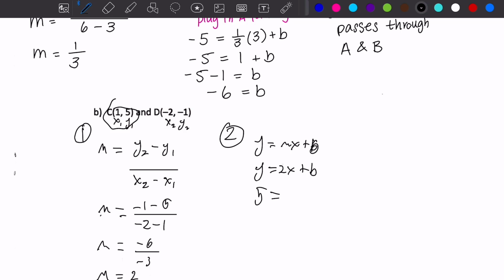5 equals 2 times 1 plus b. So, perfect, and then we just gotta put b by itself.